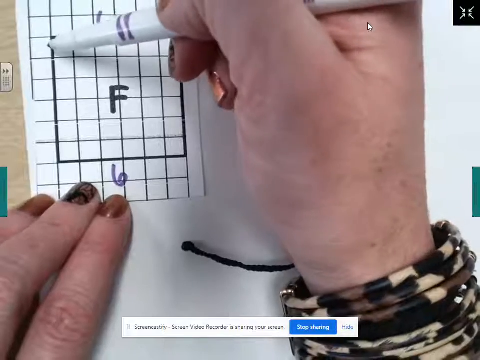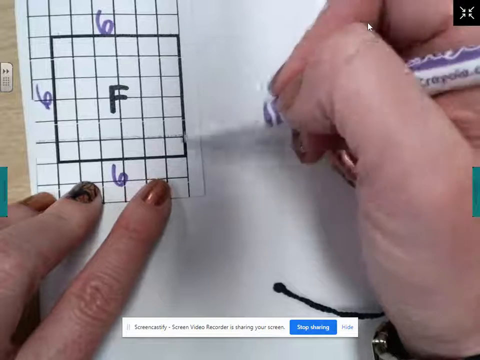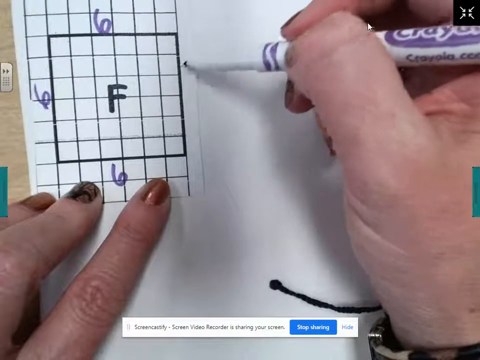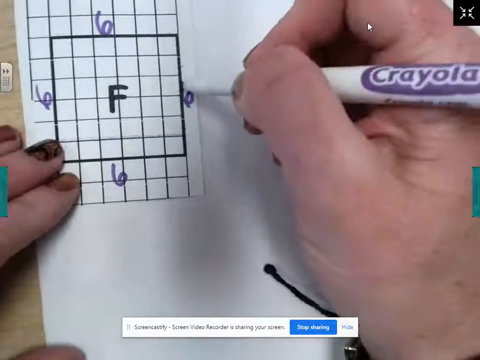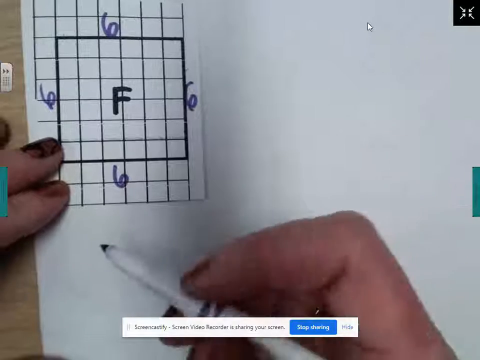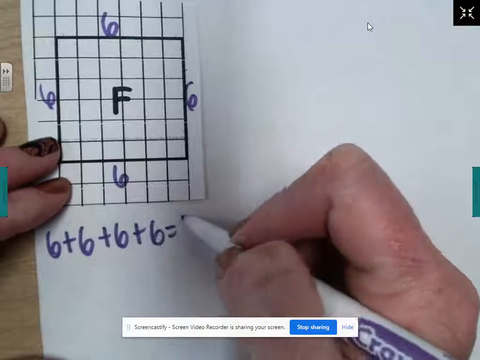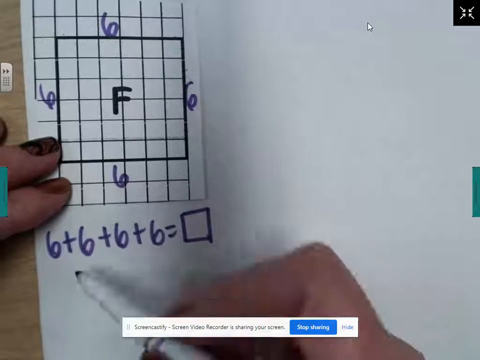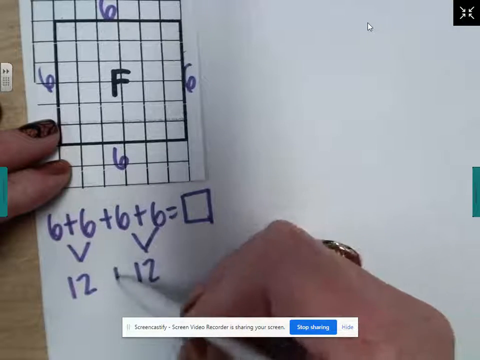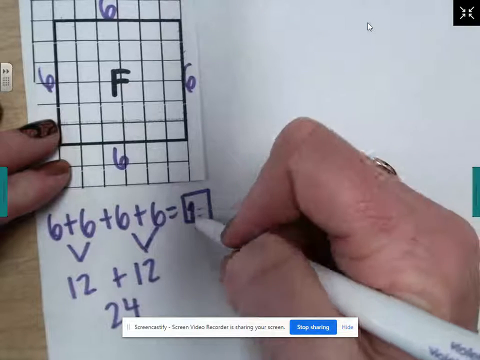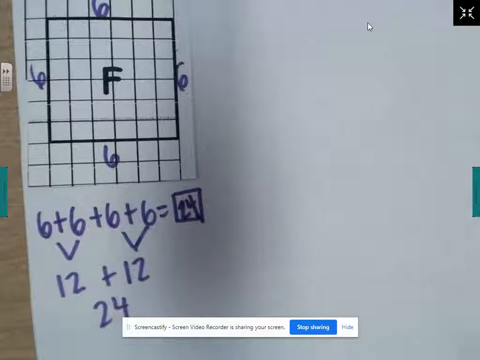All right, let's look down this side. 1, 2, 3, 4, 5, 6 units. And of course, this side will also be 6. Let's double check that. 1, 2, 3, 4, 5, 6 units. So for this one, again, to find the perimeter, we're simply adding up all of the sides. 6 plus 6 plus 6 plus 6 will give us our perimeter. 6 and 6 is 12. Another 6 and 6 is 12. Let's add those up. We get 24. The perimeter of this shape was 24.